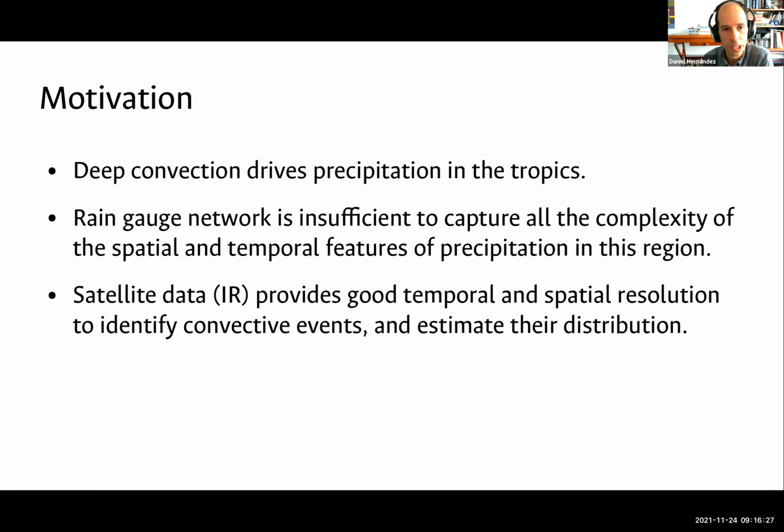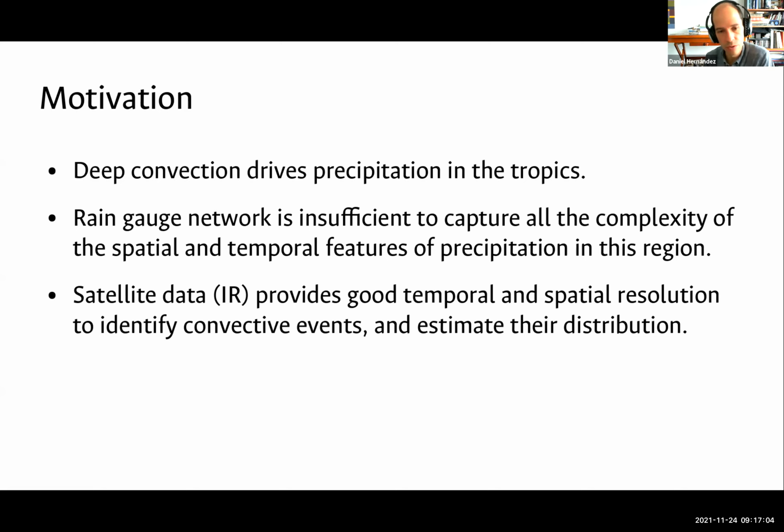Perturbances, but when we're in the tropics, we need to look at convection to understand precipitation. And rain gauges are never going to be sufficient when we have such a complex terrain. So we can't really understand the full complexity of the spatial and temporal features of the precipitation just on rain gauges. On the other hand, we have satellite data, in particular infrared satellite data. There are many other products available as well, but the infrared satellite images are the simplest ones, and they actually provide a very good temporal and spatial resolution to identify the convective events.